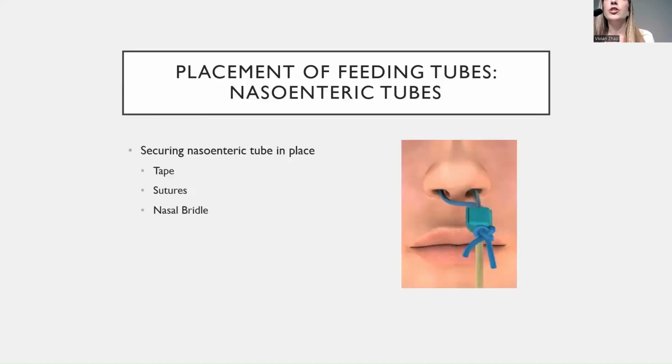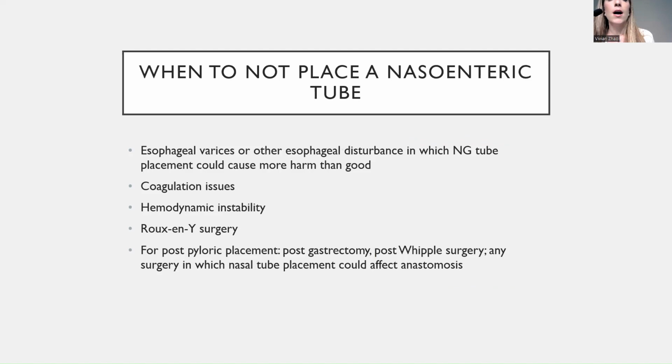So after a feeding tube is placed, we definitely want to make sure that it is secure in place, or else it can migrate up. A lot of times previously, doctors and nurses would use tape to secure it. That's, to me, not the best way to do it, because the patient can remove the tape. In surgery, they'll usually use sutures to put it in place, or a nasal bridle. That's becoming more common now.